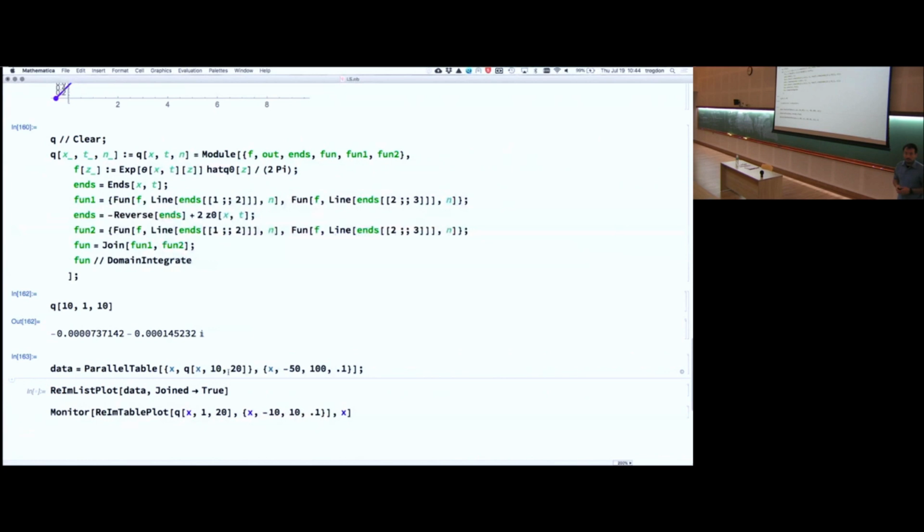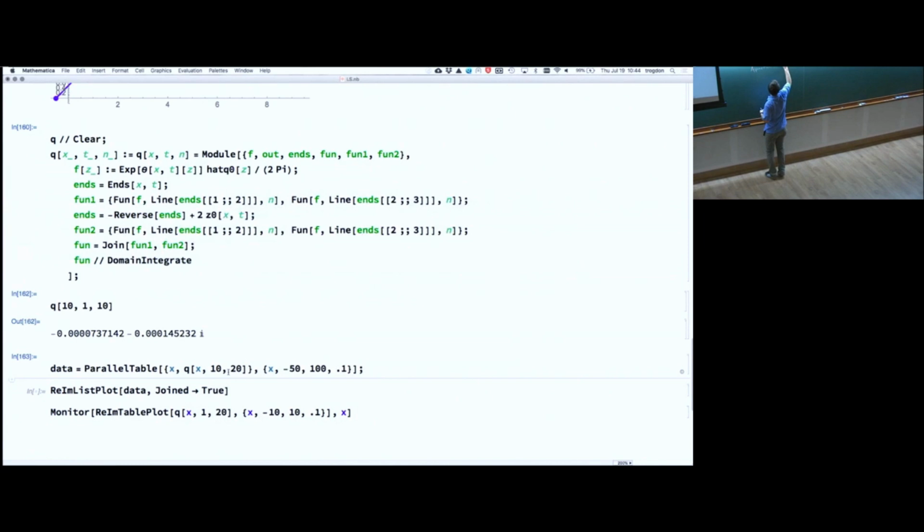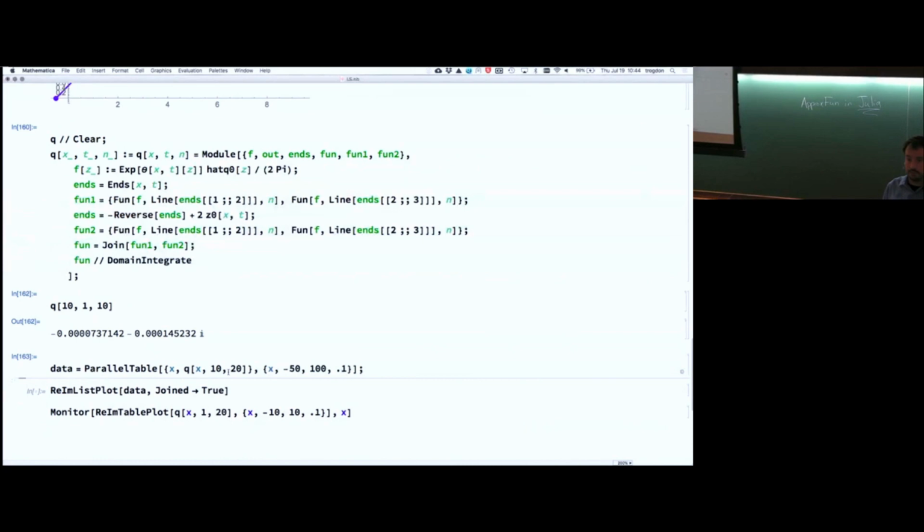So this is all in Mathematica, and Sheehan has a code called ProxFun in the language Julia. Most of this has been ported over, but not all of it. Everything I'm showing you here has been. Okay, so it's done.